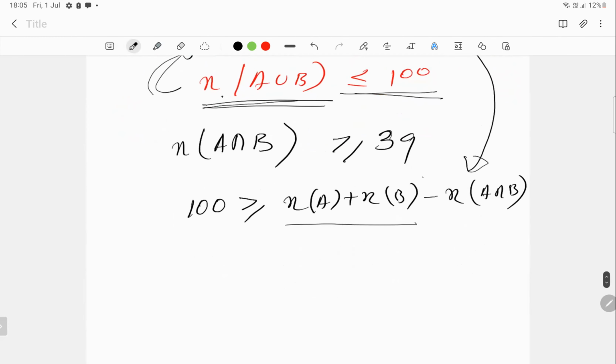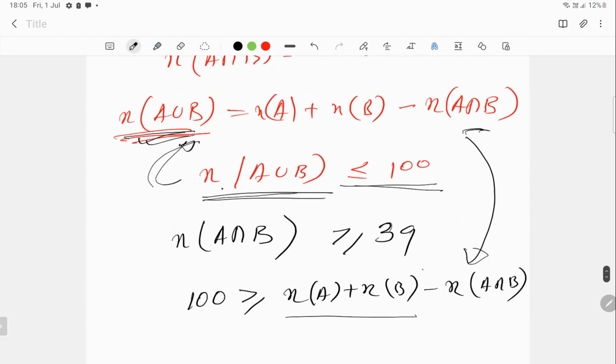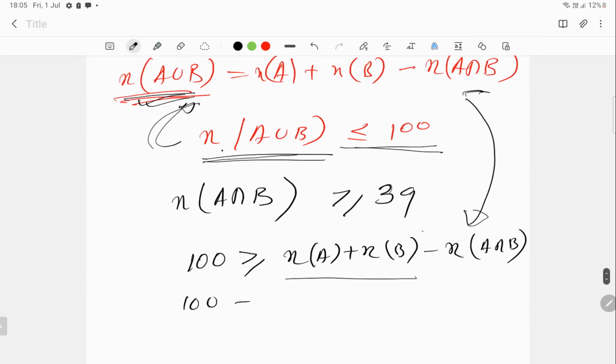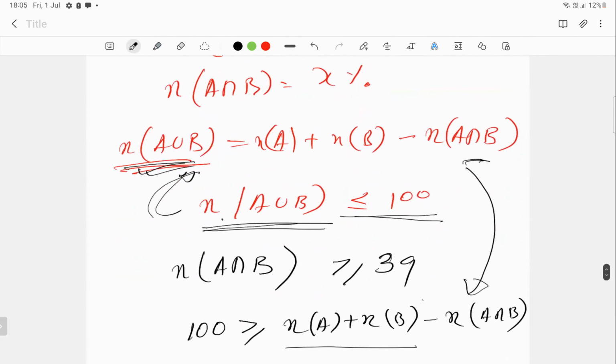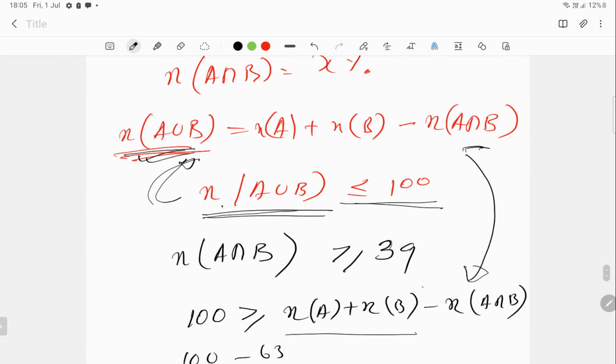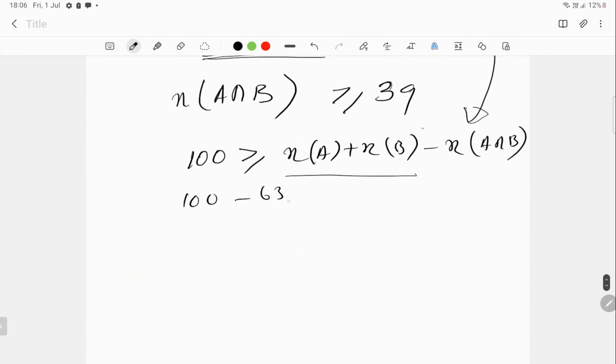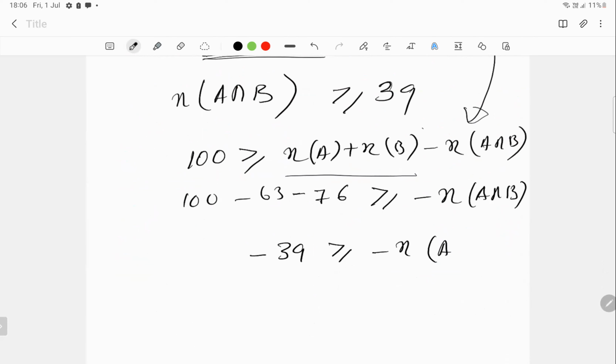Now N(A) and N(B) are also given. So 100 minus, just one minute. N(A) will be how much? 63 minus, no, we are taking everything to this side, the left hand side. So minus how much? 76 is greater than or equal to minus N(A intersection B). So this is how much? Minus 39. Minus 39 is greater than or equal to minus N(A intersection B).